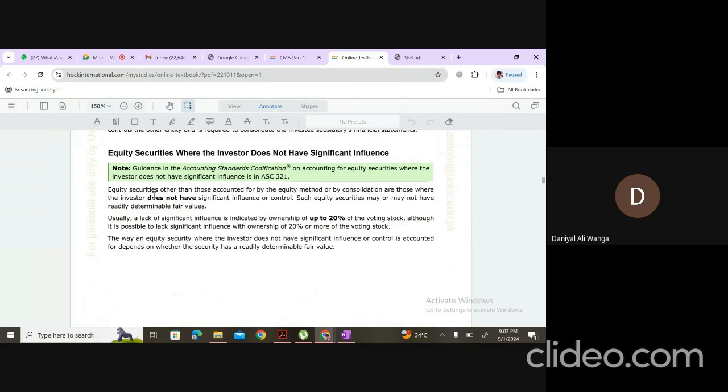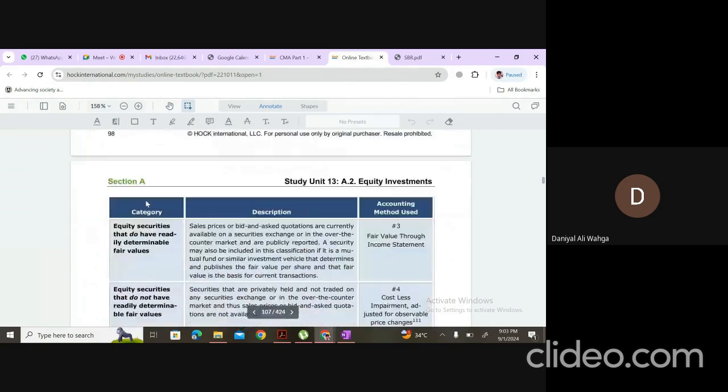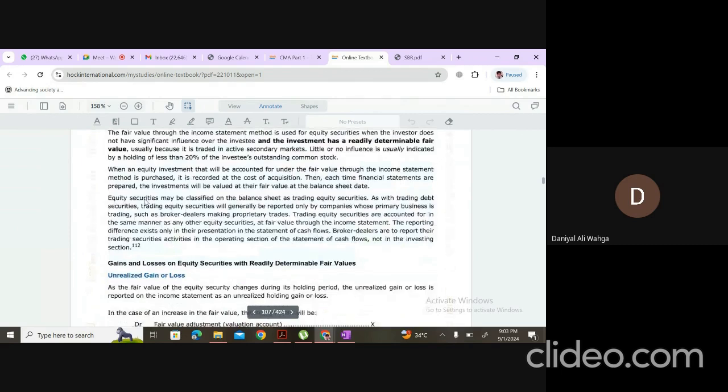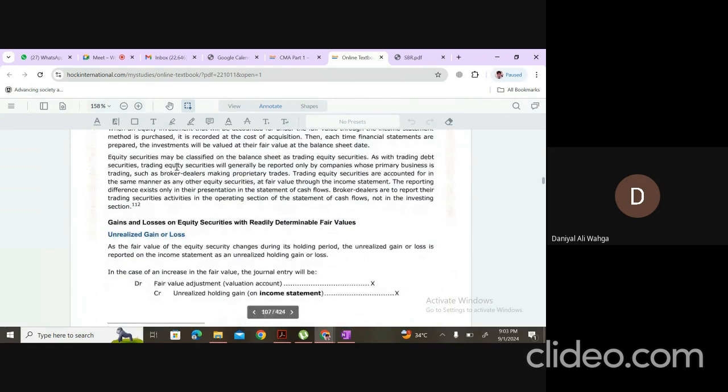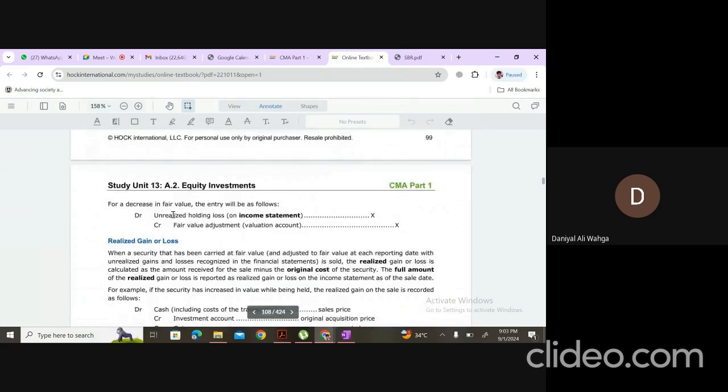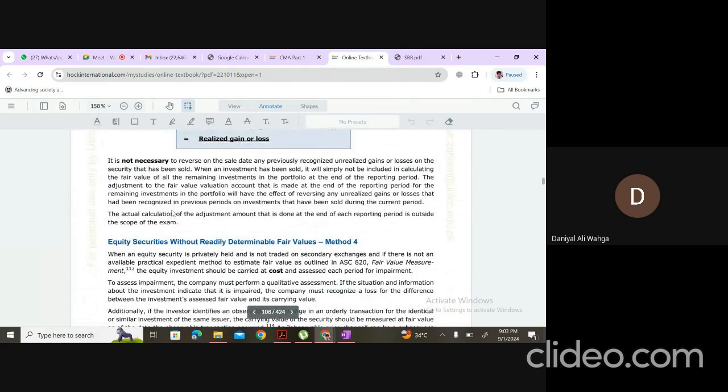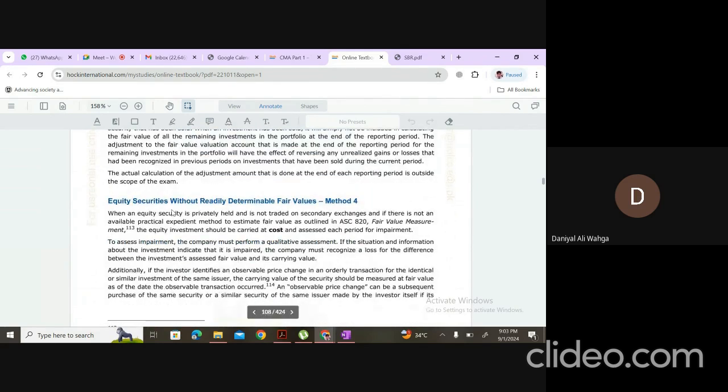If it is less than 20% or up to 20%, it does not create a significant influence. If it is between 20 and 50%, that creates a significant influence, and equity accounting will be used, and it will be considered as an investment in associate. On the other hand, if it is greater than 50%, then it will be considered as an investment in a subsidiary. And for that person, there's control in that company, and consolidation is normally used to account for those investments.